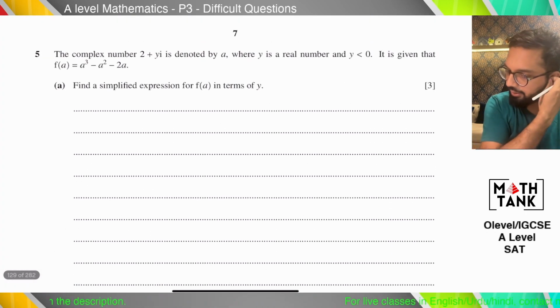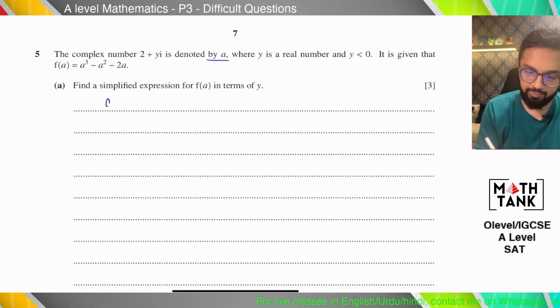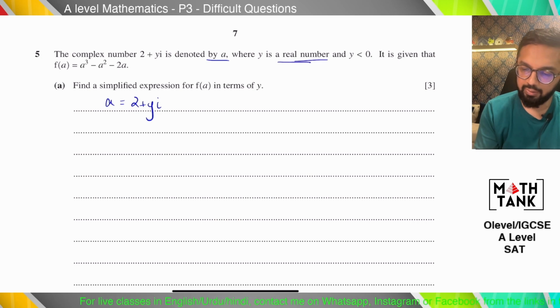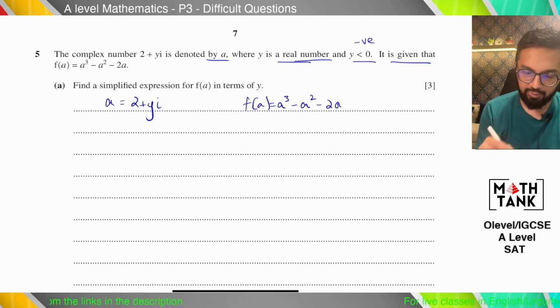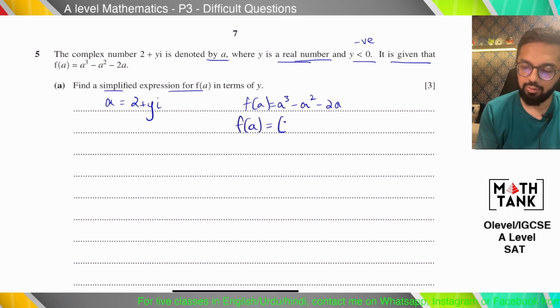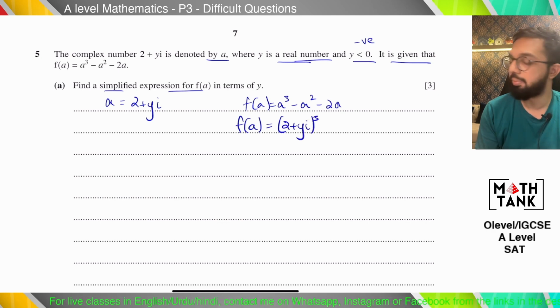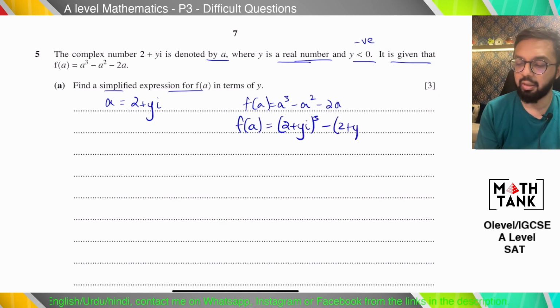I have the complex number 2 plus yi denoted by a, where y is a real number and y is less than 0. Okay, it's a negative real number. It is given that f of a equals a cube minus a square minus 2a. So that's an expression. Find a simplified expression for f of a in terms of y. So f of a in terms of y will be 2 plus yi cubed minus 2 plus yi squared minus 2 plus yi.